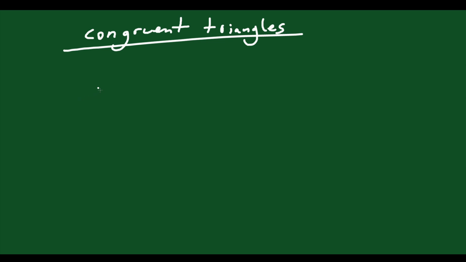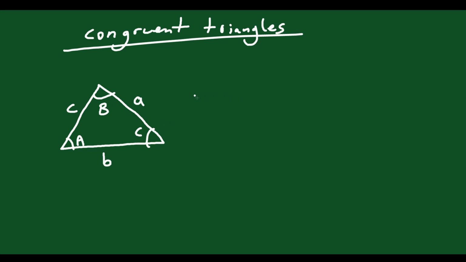So an example of this, just to make it clear, would be if you have a triangle like this where we have angle A, angle B, angle C, and therefore you have sides A, B, C. That's congruent, and you use this symbol here to show that they're congruent. That's congruent to this triangle where this here is angle A, this is angle C, this is angle B, and this is side B, side A, side C.